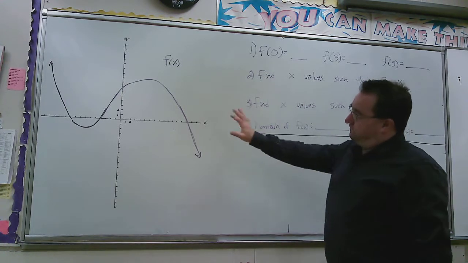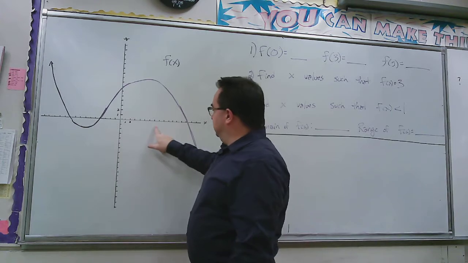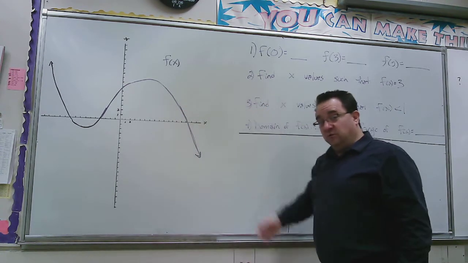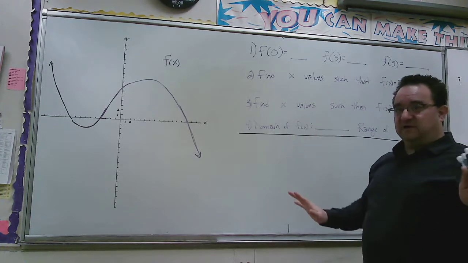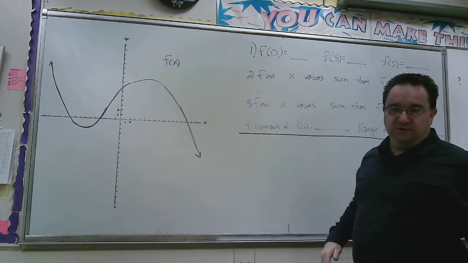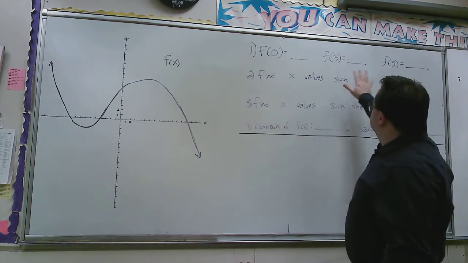So here I have a function. You can see each tick mark is 1 unit, so we'll just have to count it off as we go. When you do problems, you'll see a nice graph on a coordinate axis that you can read all the coordinates well. So let's look at number 1.